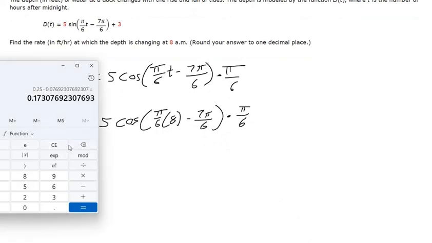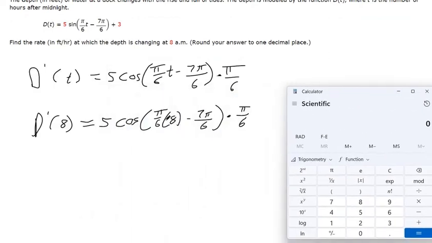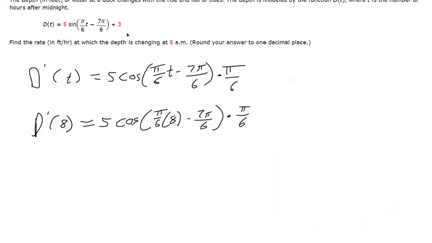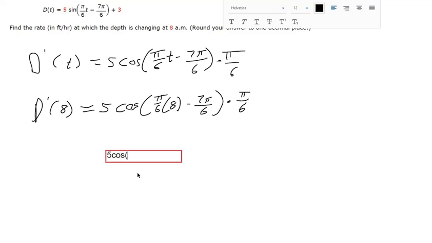And so with a calculator, I'm going to make sure I'm in radians, and I'll do 8 times pi. They said round to one decimal place, so I don't have to enter the exact answer. I can use decimal approximations. So 8 times pi divided by 6. Here's our first term. So we got 5.